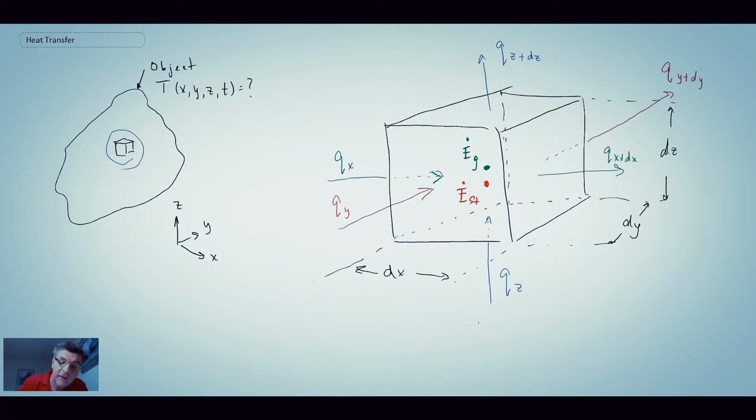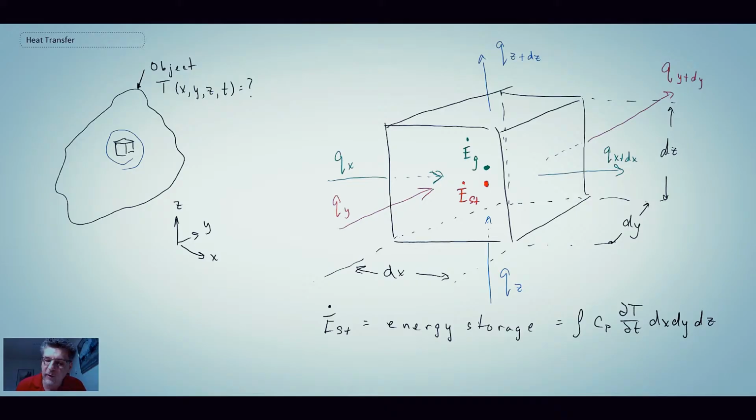But to write that out, the storage. Our storage is essentially mc delta T per unit time. You'll notice dx, dy, dz, which is the differential volume of our little differential element. Multiply that by the density, and that gives us mass. Then we take mass times the specific heat capacity times the change in temperature with respect to time. Notice that I'm using the partial derivative of temperature, because temperature is a function of space as well as time.